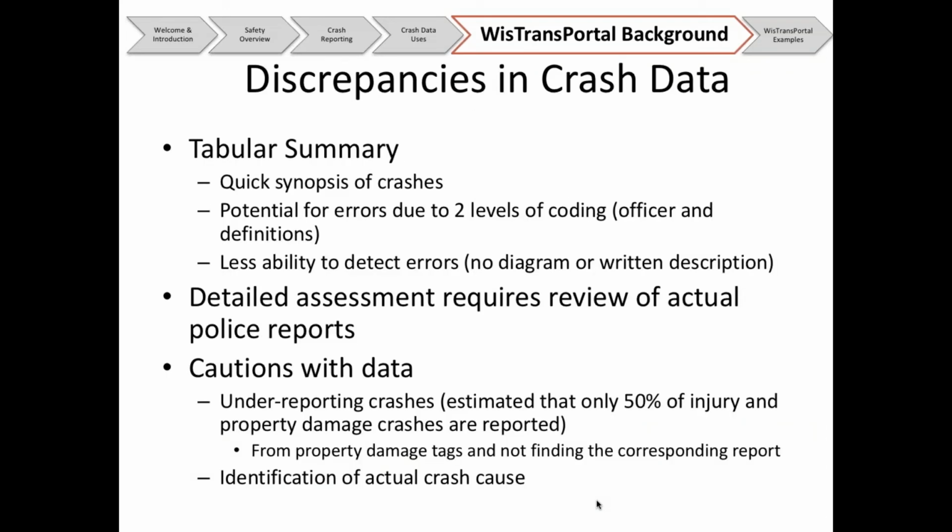So, discrepancies in crash data. What can happen and what can go wrong? What are some things that you should be thinking about? For the tabular summary, it does a great job of providing a quick synopsis of the crashes. There could be some potential for errors because it only shows the first two vehicles and the first two people involved in that crash. Because it's just the crash data, sometimes there's less ability to detect the errors.